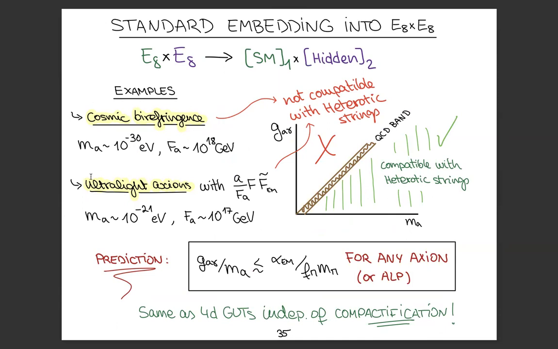And just exporting those results to this case, we automatically understand that finding something like cosmic birefringence or an ultralight axion coupled to photons is going to be well to the left of the QCD band, and therefore it's going to be incompatible with the heterotic string with the standard embedding of the standard model into E8 × E8.